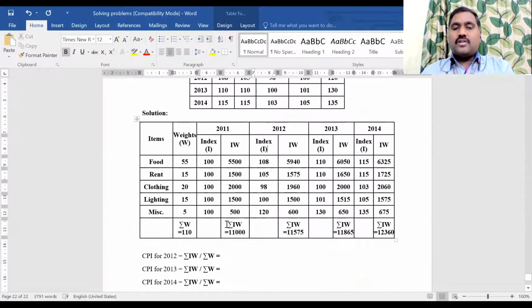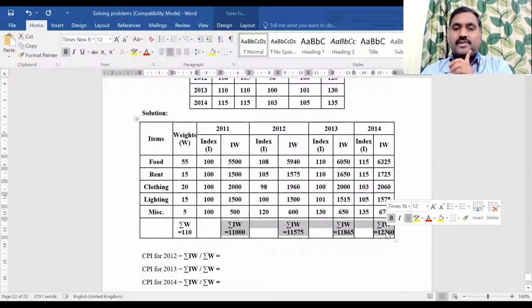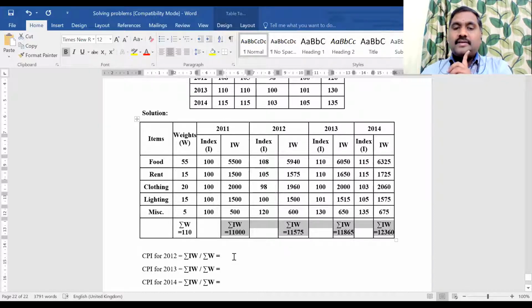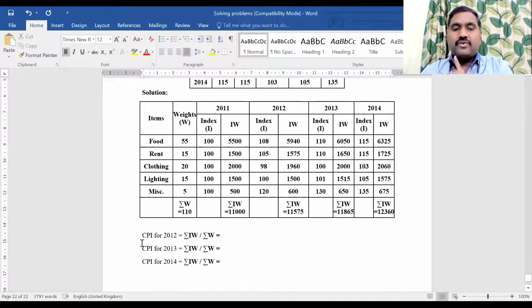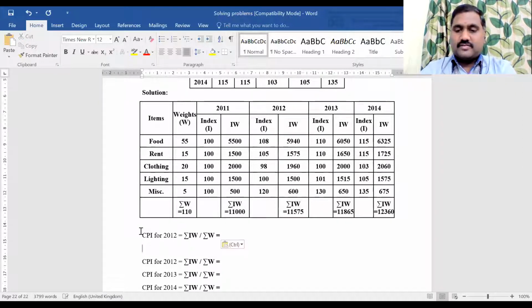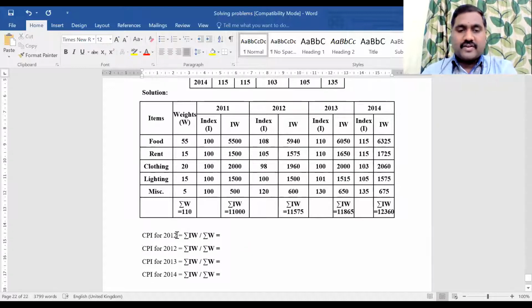Now we got the total value of IW for all the 4 years. Now we can calculate the CPI for each year. We can even calculate for the base year also. If you calculate, you will get only the same value. If you want, I will show that. See, for 2011, what will be the value? 11,000 divided by 110, which is equal to 100.